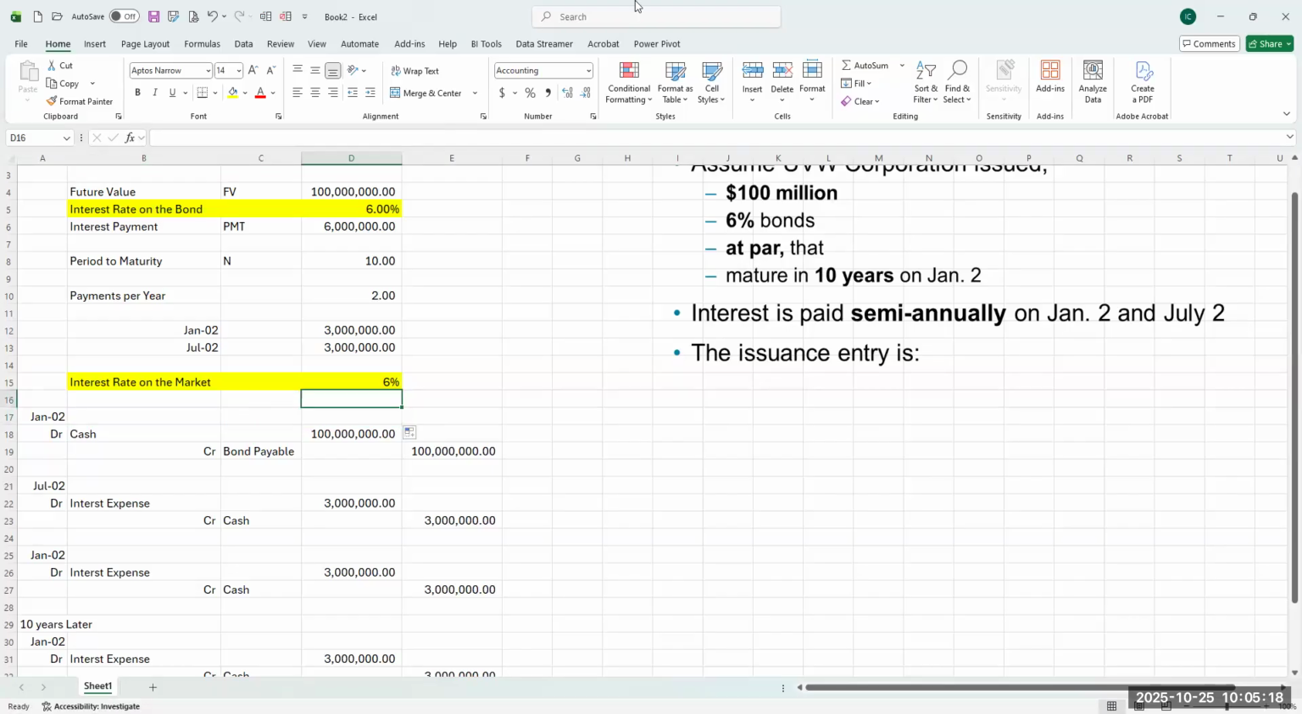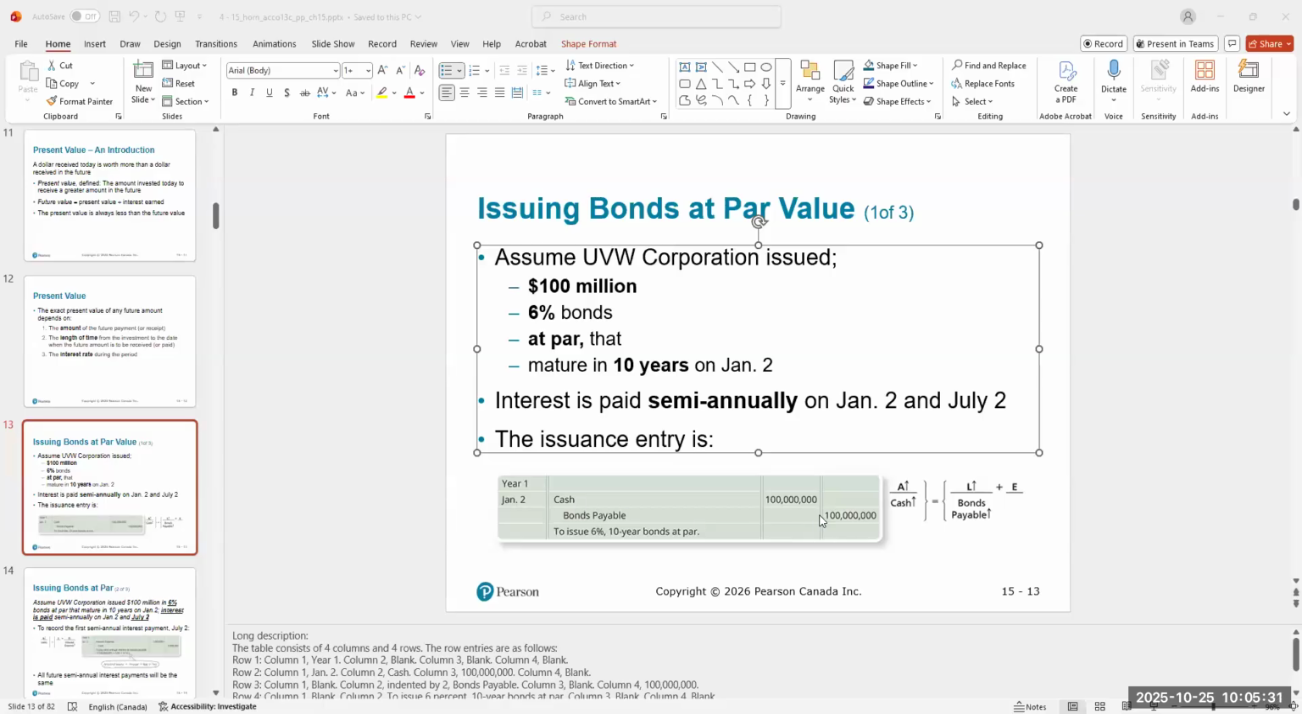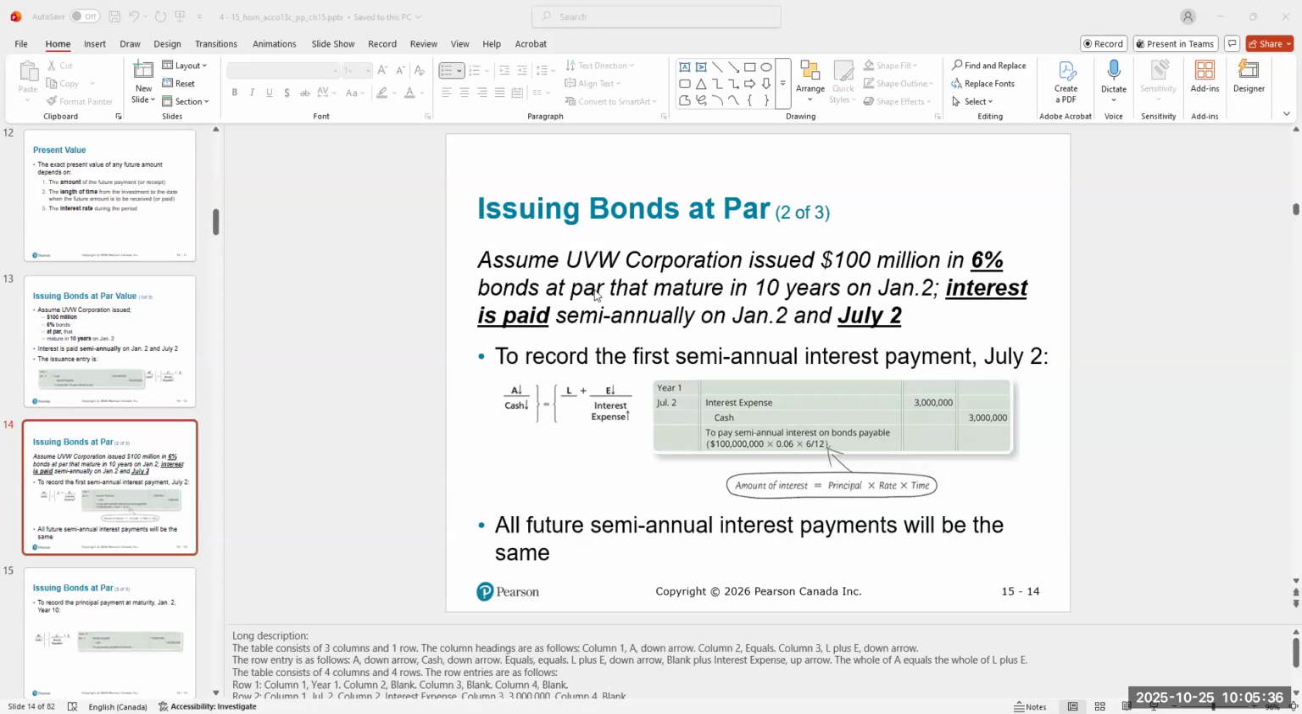Now let's check the slides and continue with the slides at this point. So we issue the bonds, we're getting the cash, we're recording bonds payable. Then the next thing comes the interest. On July 2nd, we're going to pay the $3,000 interest in cash. Why $3,000? Because we're paying the interest semi-annually. Interest rate in Canada, every time you see it somewhere, communicating interest, that means annual.